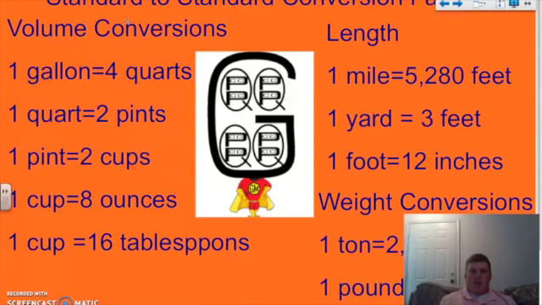We also have some volume conversions, and we have the fancy little gallon man to help you with those conversions. If you'll notice, inside of each measurement, you can see how many of the smaller measurements make up that bigger measurement. And we have the list off to the side of what those measurements are, in case you couldn't tell from the graphic. We also have some weight conversions we'll be looking at, specifically that 1 ton equals 2,000 pounds, and that 1 pound equals 16 ounces.